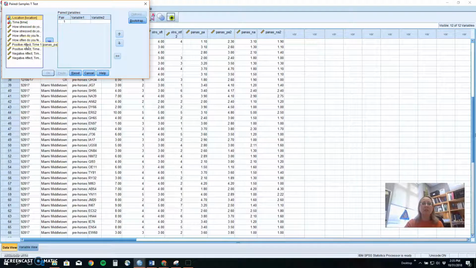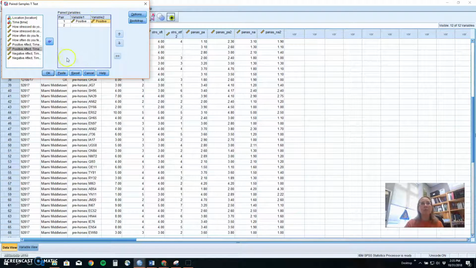Today's example, we're going to look at positive affect. We wanted to know whether people reported being in more positive moods and having more positive feelings after interacting with the horses as compared to their own scores before they petted the horses. So we have positive affect, which we put in for the first variable, and positive affect at time two that we put in for the second variable, so SPSS knows to link these two things together.